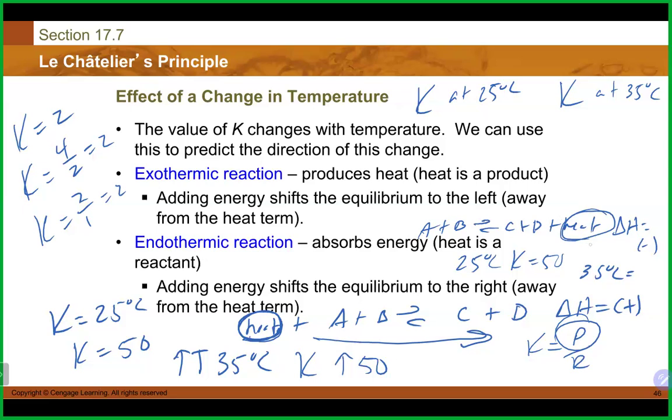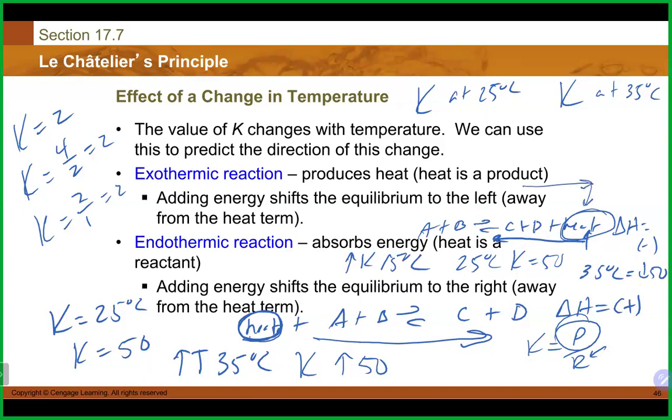That's because when you increase the temperature, it's going to shift to the left, and we're going to have more reactants than products. That gives us a bigger number on the bottom than the top, and your K value will go less than 50 in this case. The opposite is true if you dropped it to 15 degrees Celsius: your K value will go up, because we'll be removing heat, heading to the product side, causing more products.